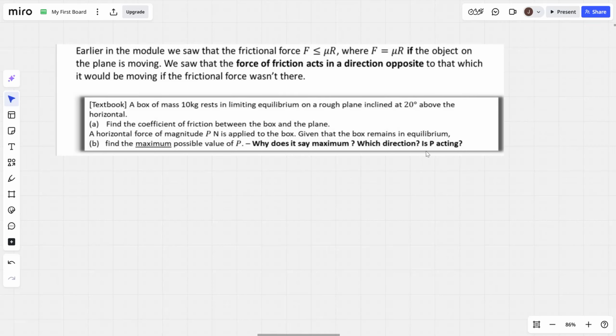We're going to look at 7C. This is in the book, which is now bringing friction into some of the questions that we've been doing. So let's just highlight any key information.